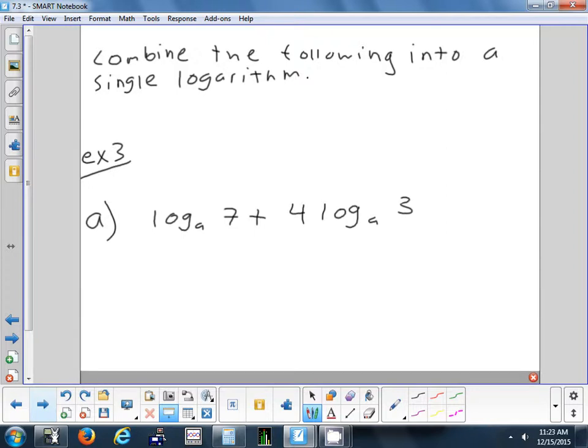Okay, if we're going to recombine it, what do you think the first thing you would do here is? Think of the last thing you would have done to get this answer. Step back to the power. Put that back as a power. So move the 4 up. All right? So log base a 7 plus log base a 3 to the 4th.